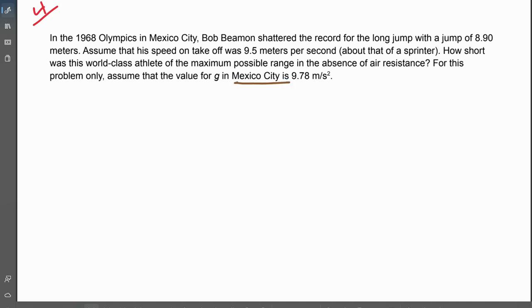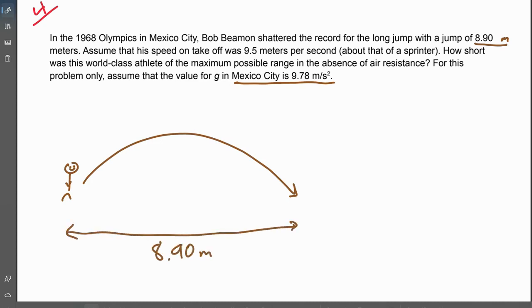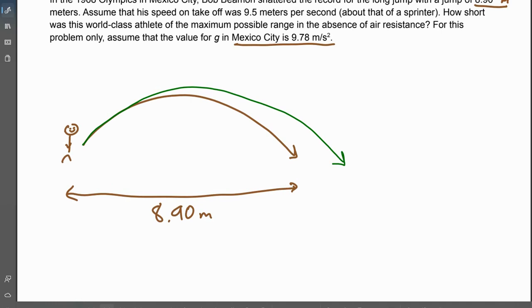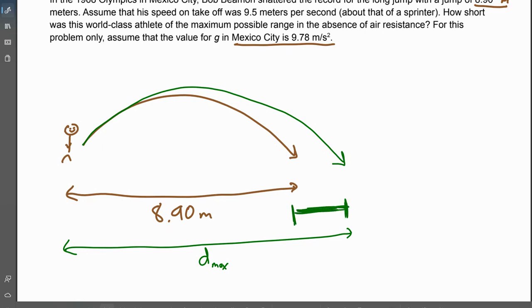Because we're in Mexico City, which is very high in altitude, 9.78 is the true number. Since I'm comparing to the true number of 8.90 meters, let's use the true number of 9.78 meters per second squared in Mexico City. All right, so we've got Bob Beamon here. He's running, and he jumps. We're told that he jumped a total distance of 8.90 meters. But we're looking for what the actual maximum possible one would have been. So this would be our maximum possible displacement, so I'll just put d sub max. We're looking for how short he was, so we're looking for this total length right here. All right, so that's our question mark.